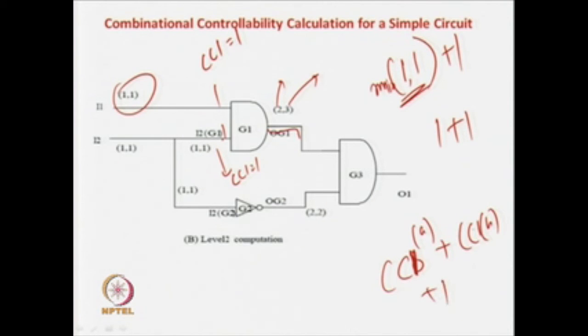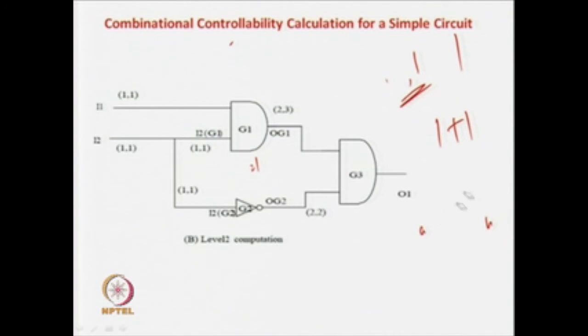So, this is 1 plus 1, 2 plus 1 because of the level shift, so it is a 3. So, we simply get a 3 over here, that is actually the combinational controllability of 1 at this one, that is 1 plus 1 plus this plus 1, right.